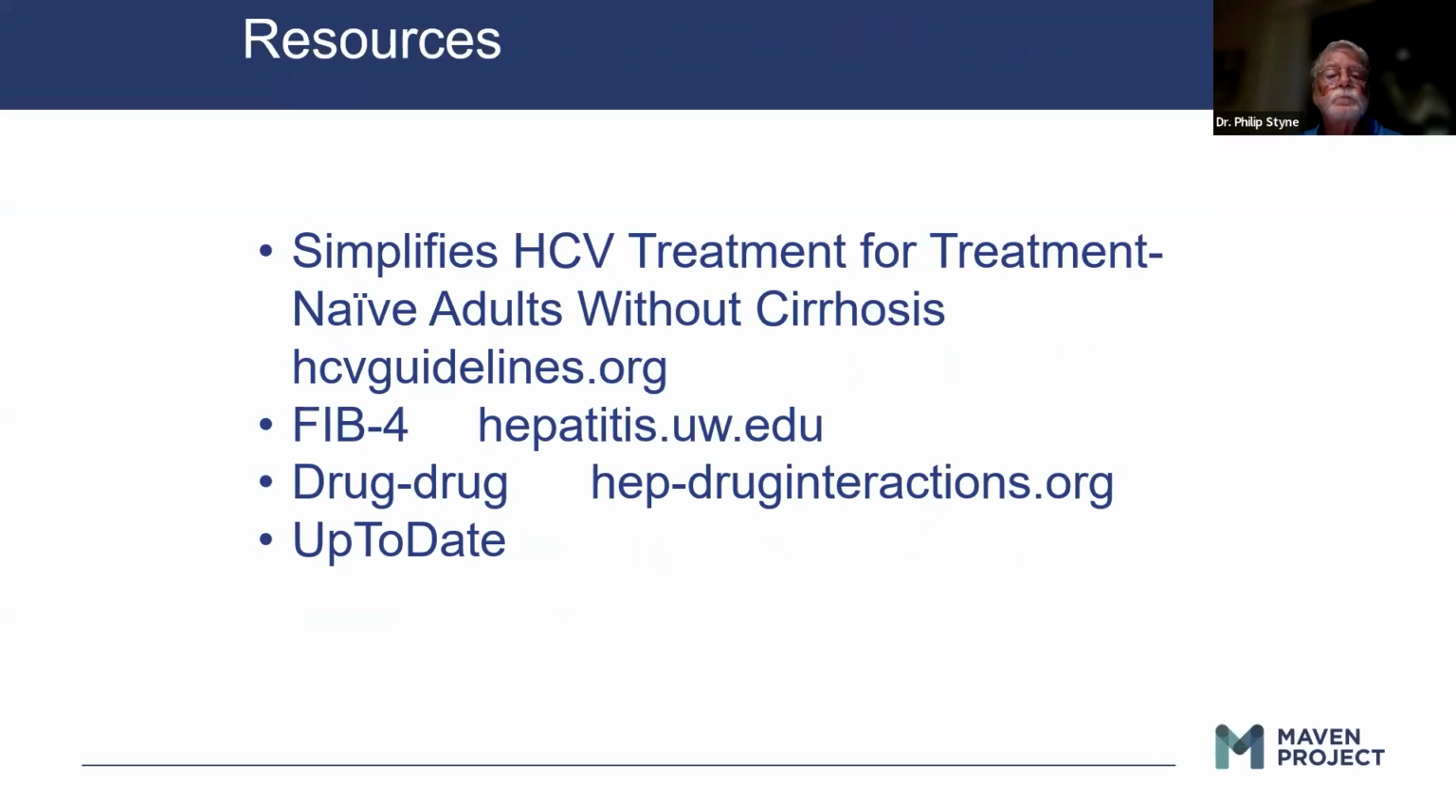So there's a couple of websites: hcvguidelines.org, this FIB4 calculation from the University of Washington, a drug-drug interaction resource. And if any of you have access to UpToDate, it has an excellent article on treating hepatitis C. I refer providers to UpToDate all the time. I don't get anything back from it. Anyway, next slide.